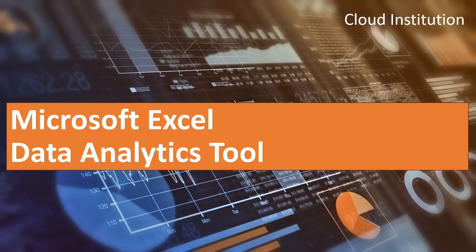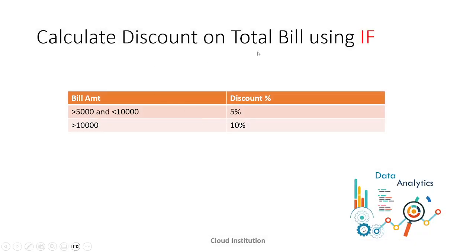Hello friends, welcome back. Let's look at the next example: calculating a discount on the total bill using IF. Suppose the bill amount is more than 5,000 and less than 10,000. Then the discount percentage will be 5%. And if the bill amount is more than 10,000, then the discount percentage will be 10%. Okay? So let's look at how we can deal with this. Let's head to Excel.